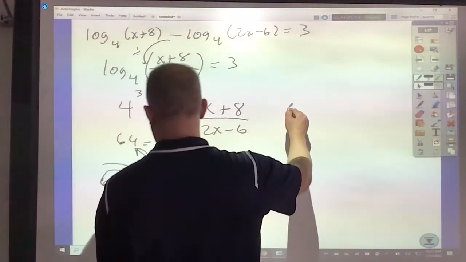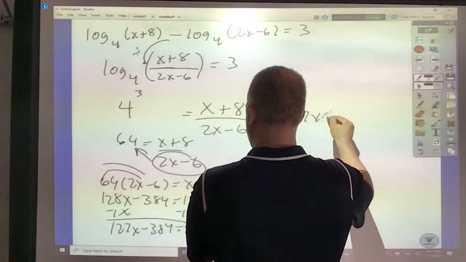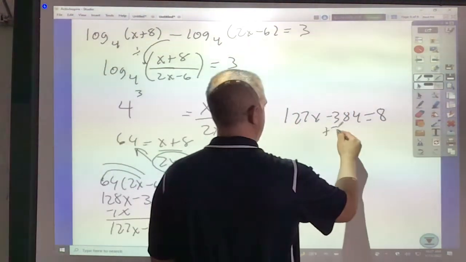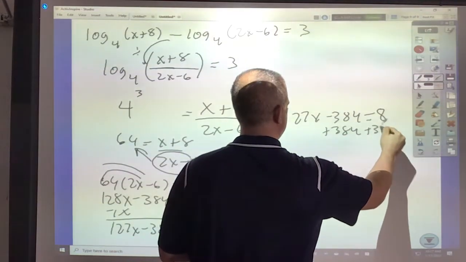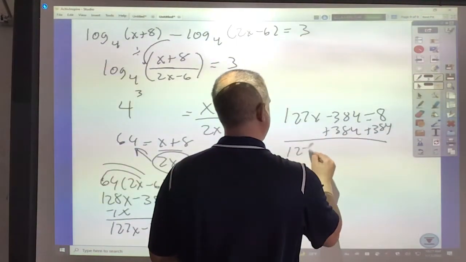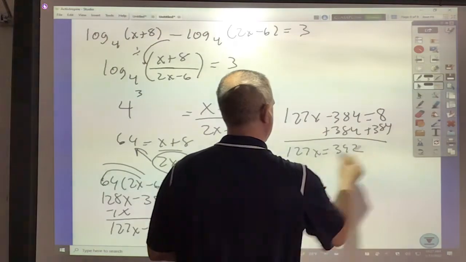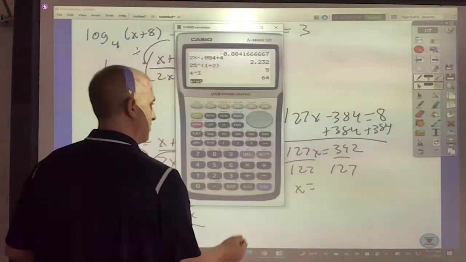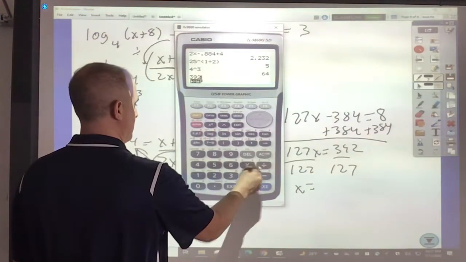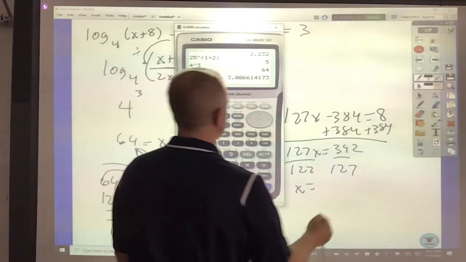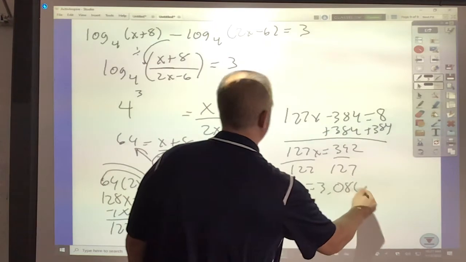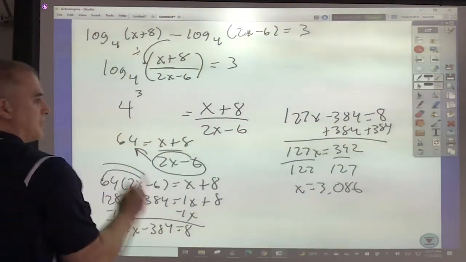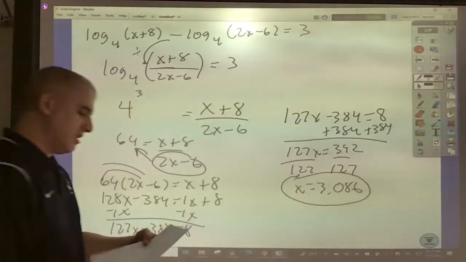I'm going to move that up here. 127x minus 384 equals 8. And now I'm just solving a basic equation. Add 384, that gives me 127x equals 392, and divide by 127. 392 divided by 127 is 3.086. So I just got to check. I put that in there. That's going to be good because that's going to be more than 6. So I'm going to be good there.